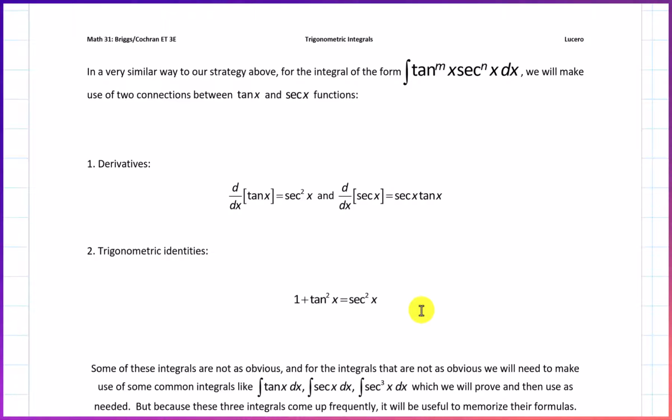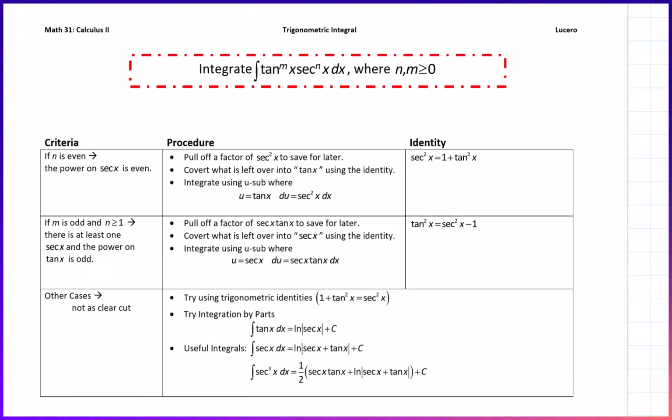So how do we put those together and come up with an integration strategy for trig integrals that have tangents and secants in them? Well, let's pull up a strategy sheet. So this strategy sheet is going to rely on those connections with the derivatives that we just mentioned and that identity that we were talking about.